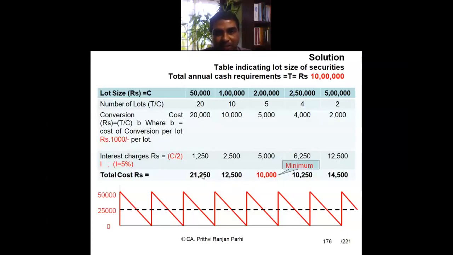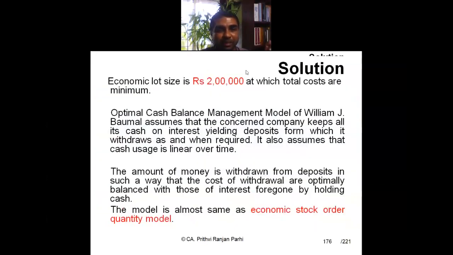Total cost, you see, as I keep increasing the lot size, it is decreasing, reaching a point, then again it started increasing. So what should ideally be my lot size? That 2 lakh should be it, is it not? Ideally that should be the lot size, 2 lakh rupees. With 2 lakh rupees, my total cost will be minimum.